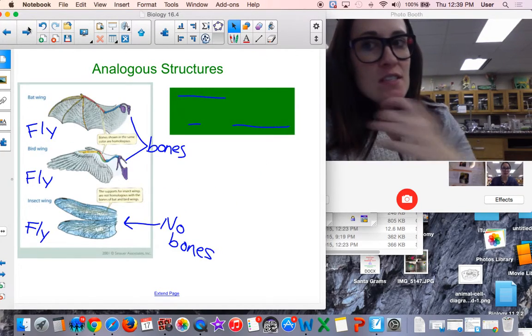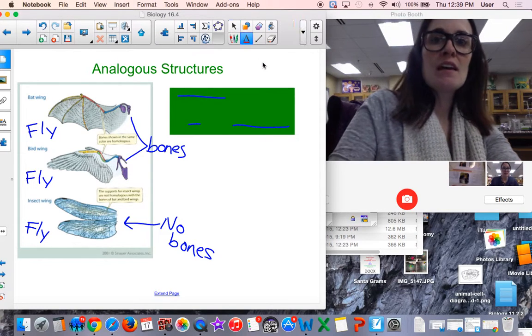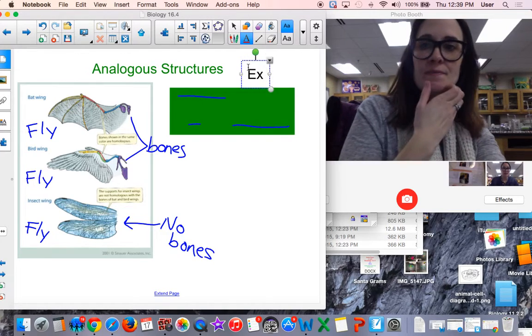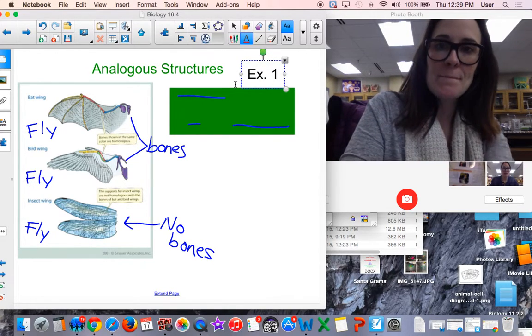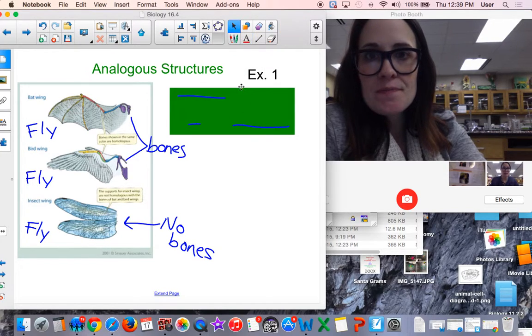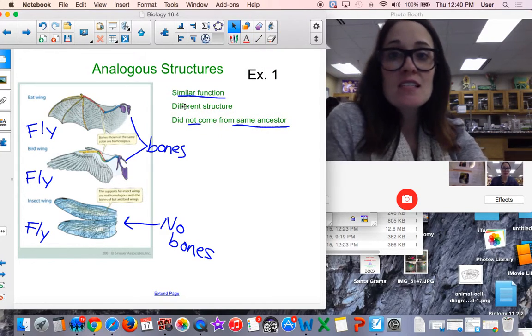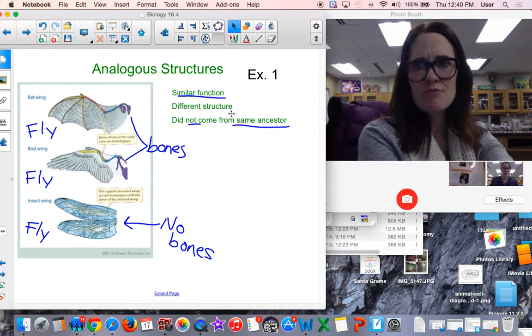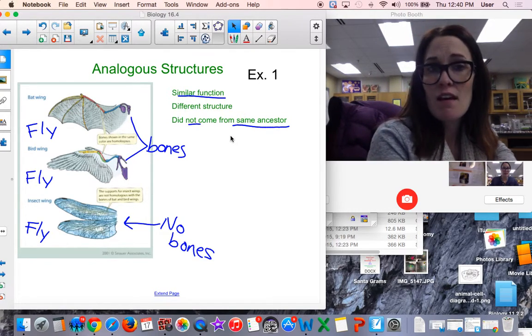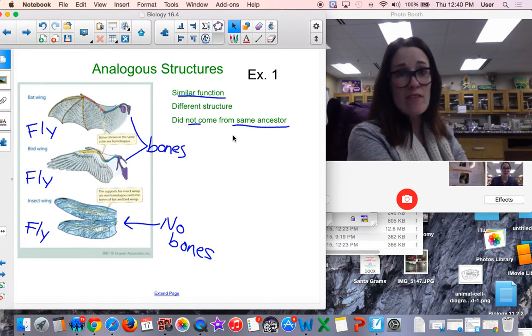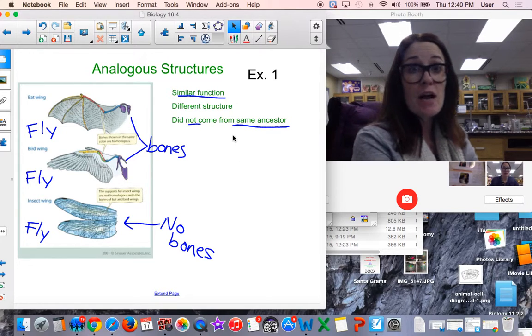Analogous structures are also an example of number 1. Analogous structures have a similar function, right, underline function, but a different structure. And also note, they did not come from a common ancestor. They don't have a great-great-great-grandma in common.